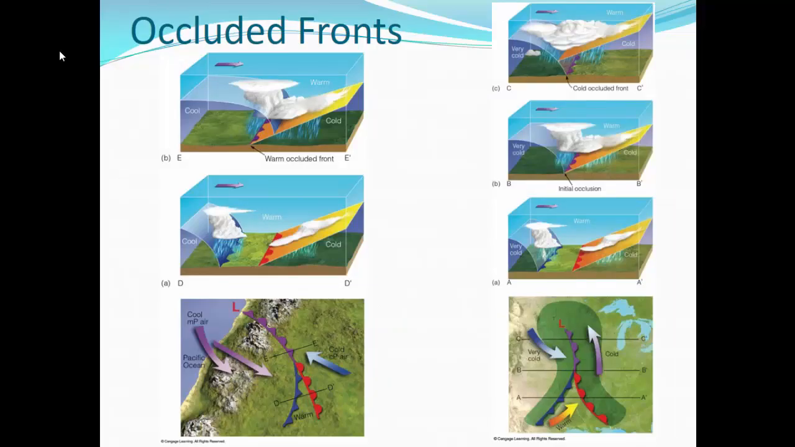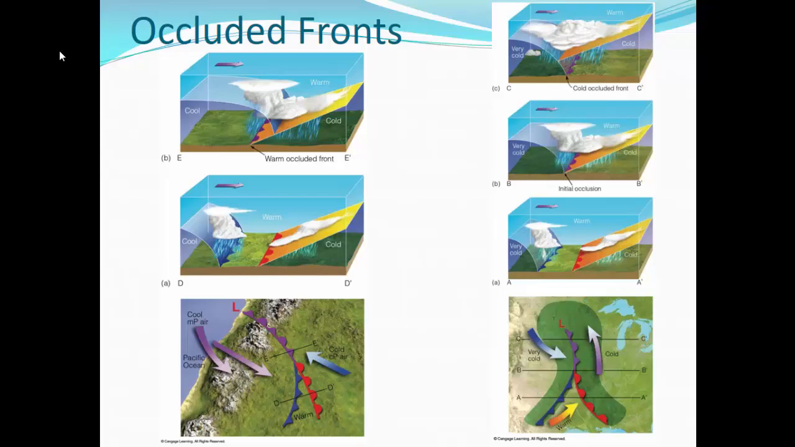So this is what an occluded front looks like, from both the warm occlusion and the cold occlusion. Now, these illustrations are set up a little backward. The beginning point is at the bottom, and then at the top is the end of it. So at the very bottom is what it looks like on a surface map.